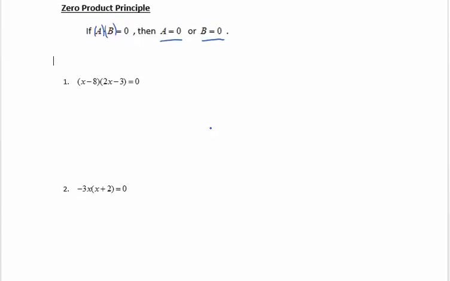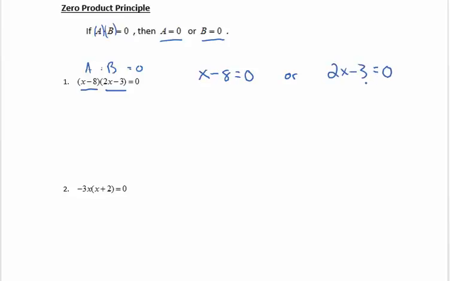I have a product here, right? We have to recognize that. That's that guy times that guy. x minus 8 times 2x minus 3. So the idea is if either one is 0, you have a solution. You can think of this as the a and the b if you want. If a times b equals 0, then one of those has to be 0. So x minus 8 could be 0, or 2x minus 3 could be 0.